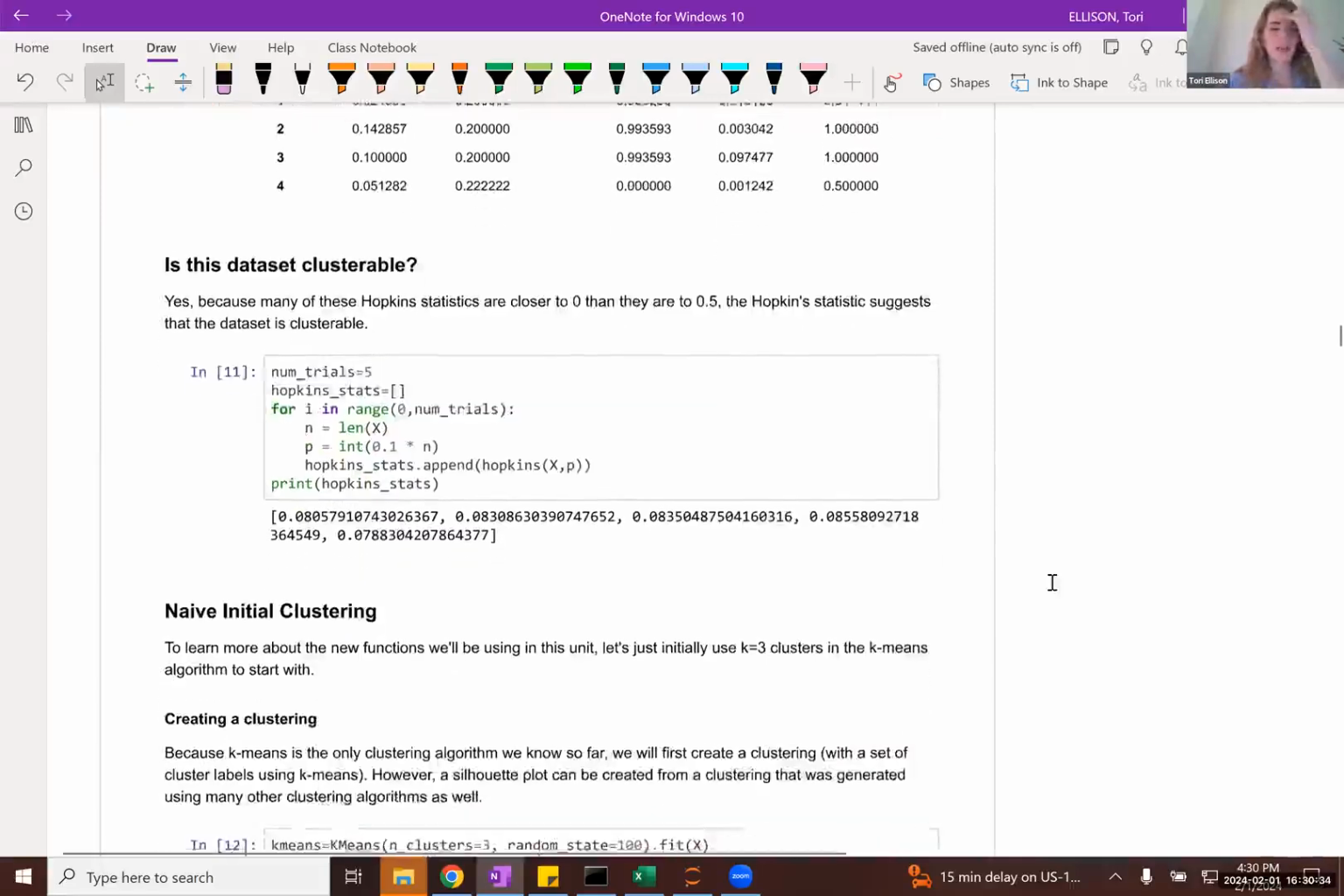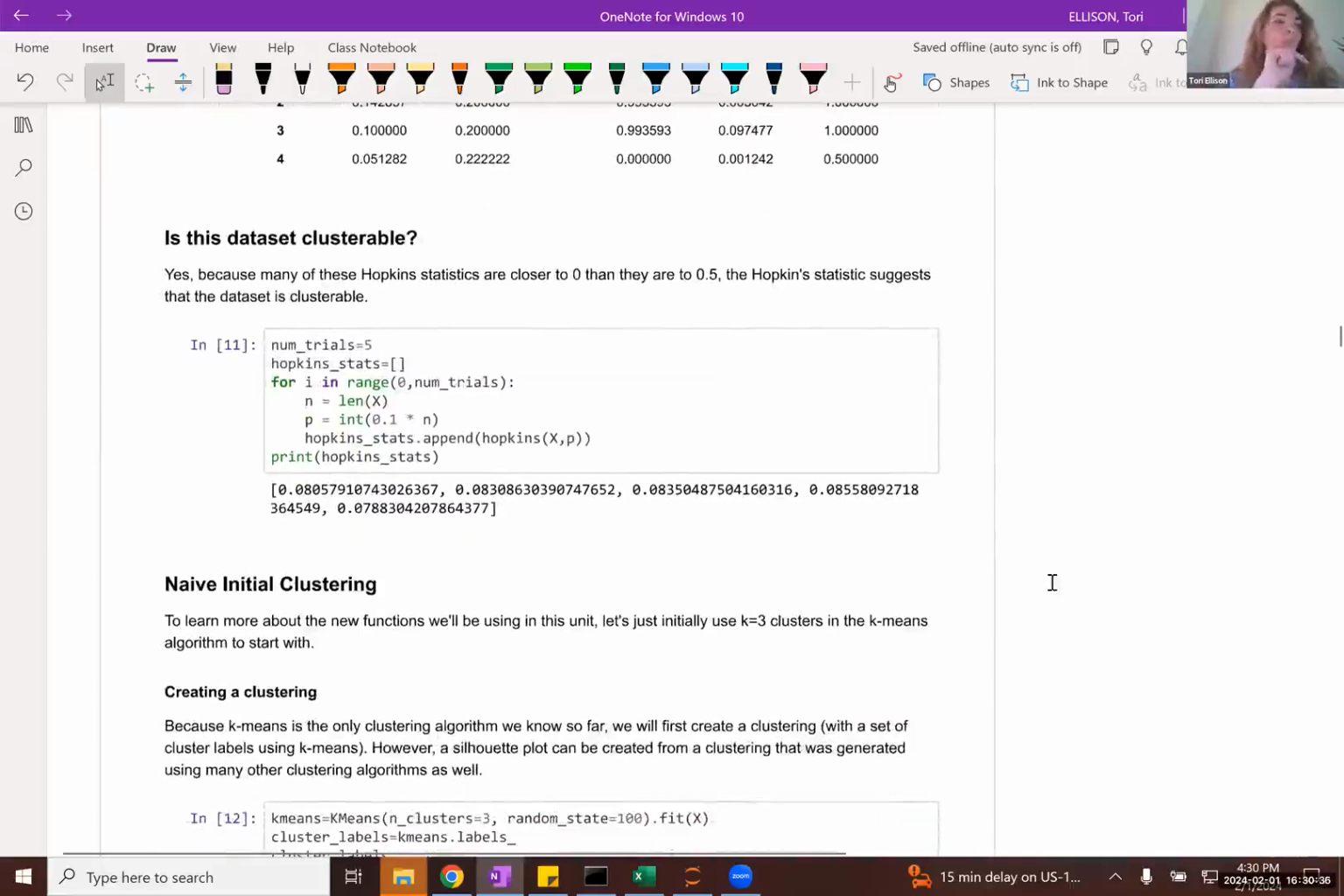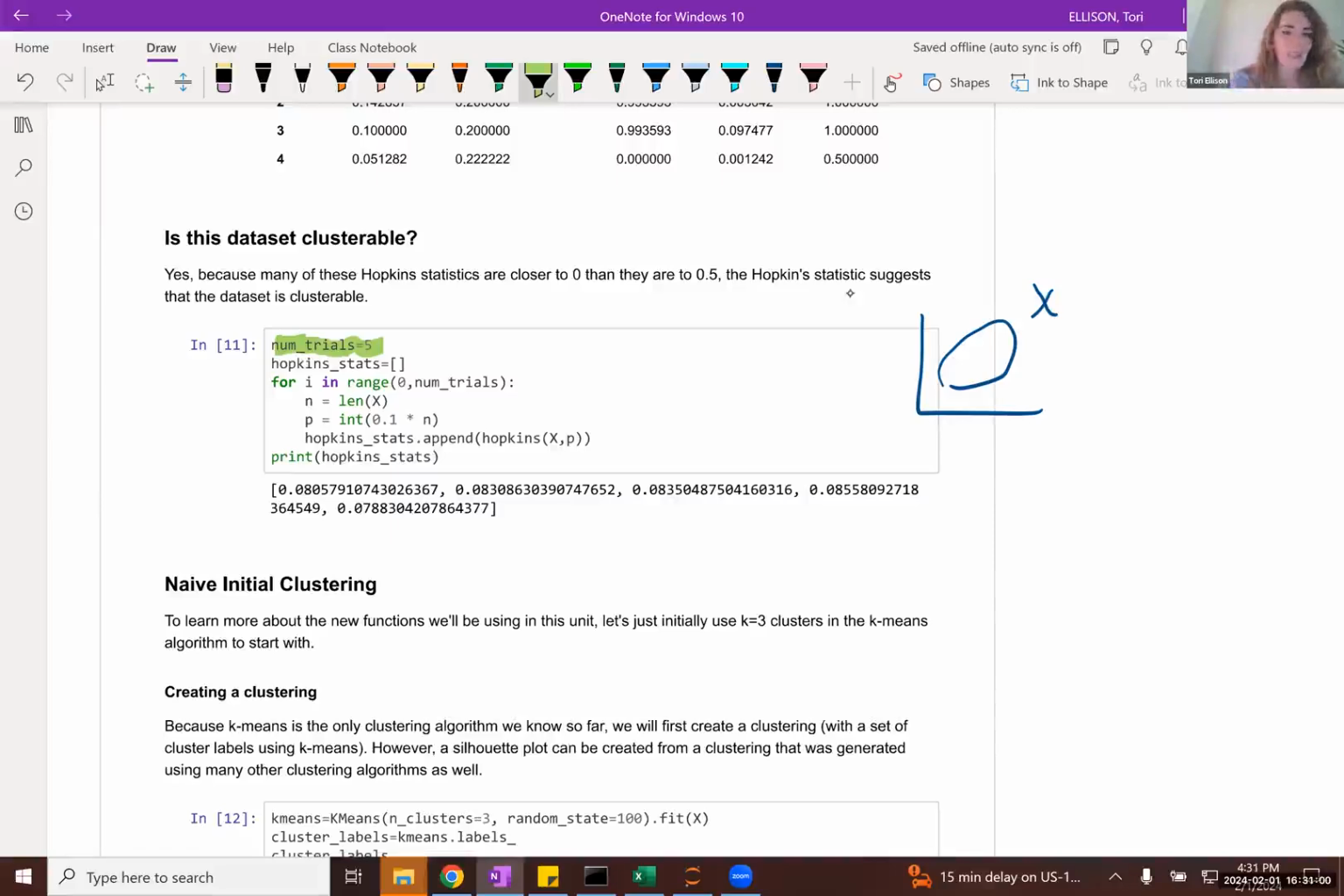Okay, so let's go back to the Hopkins statistic, because again, before running any type of cluster analysis, you first want to make sure that clustering the data set is a good idea. Or in other words, that there exists some sort of separation within a set of points here. So because the Hopkins statistic is non-deterministic, we're actually going to calculate 5 Hopkins statistics and evaluate basically all of them.